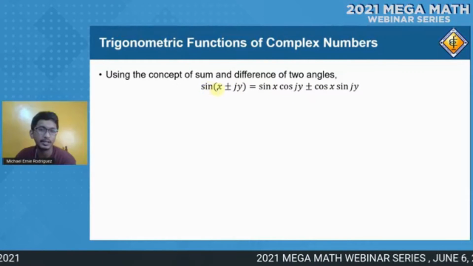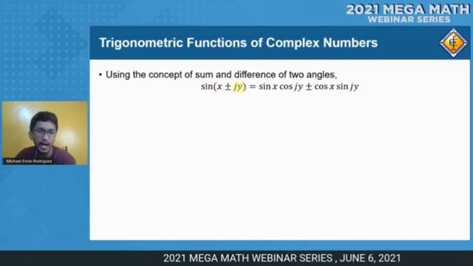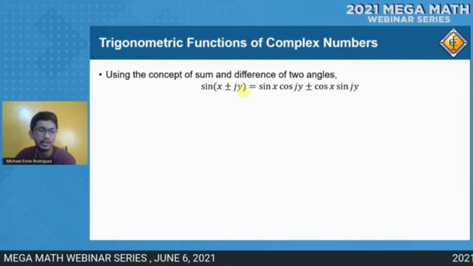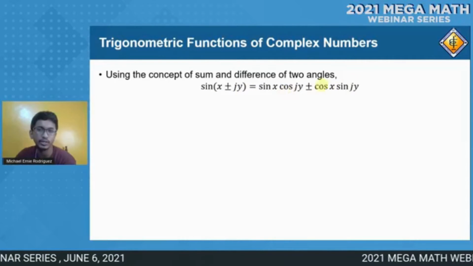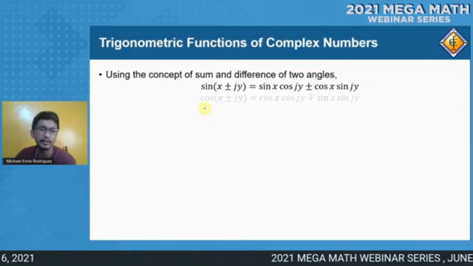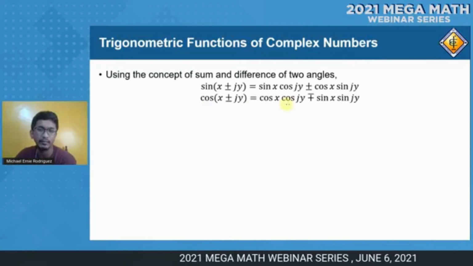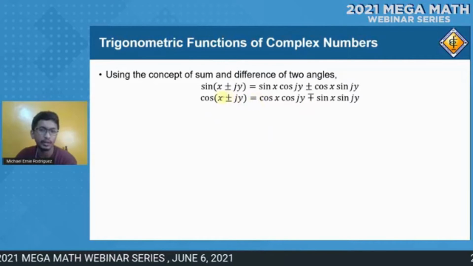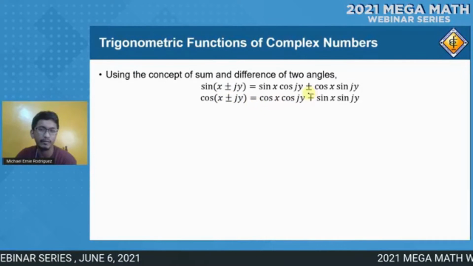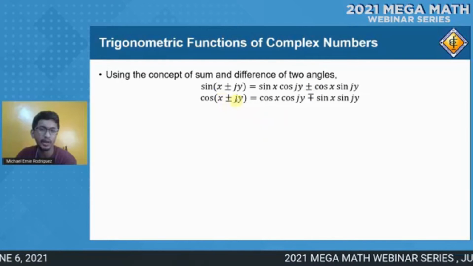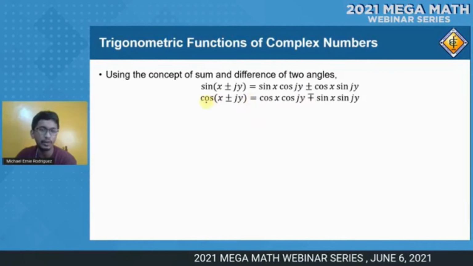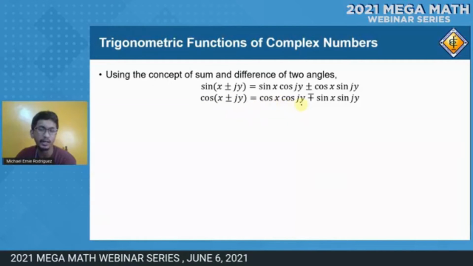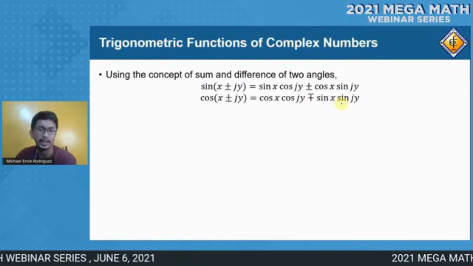So, we have sin x cosine jy, plus or minus cosine x sin jy. Okay? So, sin, cos, cosine. And then for cosine, cos, cosine, sin. And then the operator is reversed. So if x plus jy, we have negative, and if x minus jy, we have positive. So cosine of x plus or minus jy is cosine x cosine jy, plus or minus sin x sin jy.